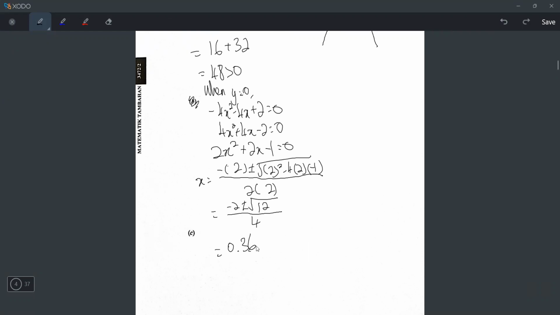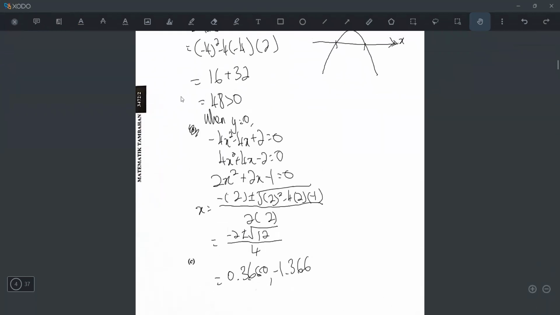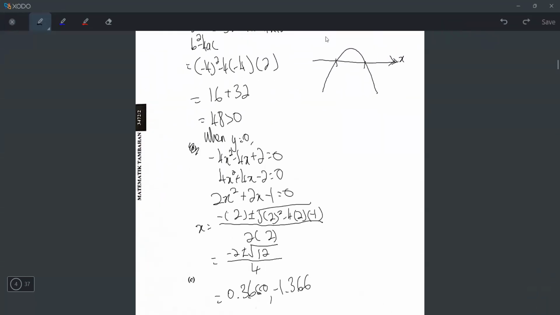3660. And then the other one would be square root 12 equals, and then -2 minus answer, and then answer divide 4. -1.366. Okay, and now you can finally write it at the roots here. So the negative one, that's the smaller one, I will write here. And then the 0.366, I will write here.